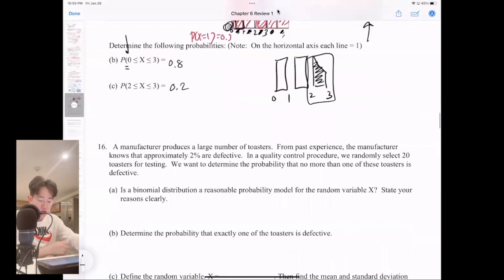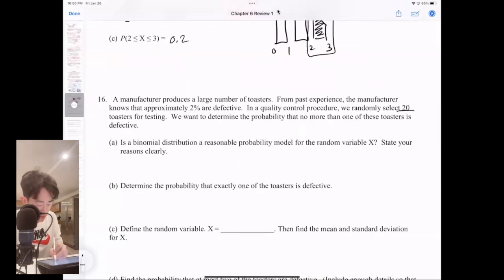Number 16, a manufacturer produces a large number of toasters. From past experience, the manufacturer knows that approximately 2% are defective. In a quality control procedure, we randomly select 20. Okay, I think it's pretty obvious what this is. Is binomial distribution appropriate? Yes.